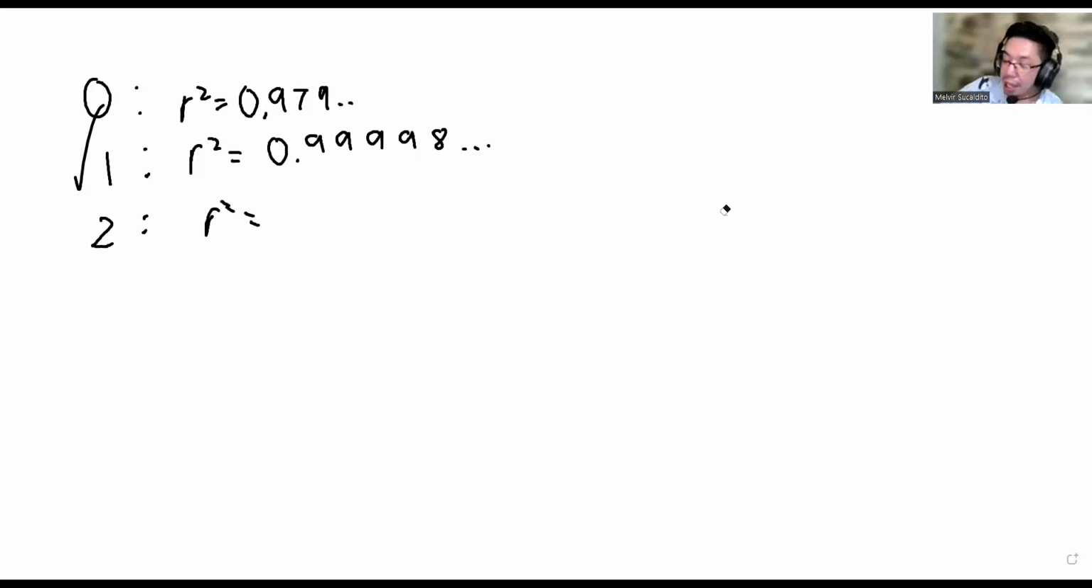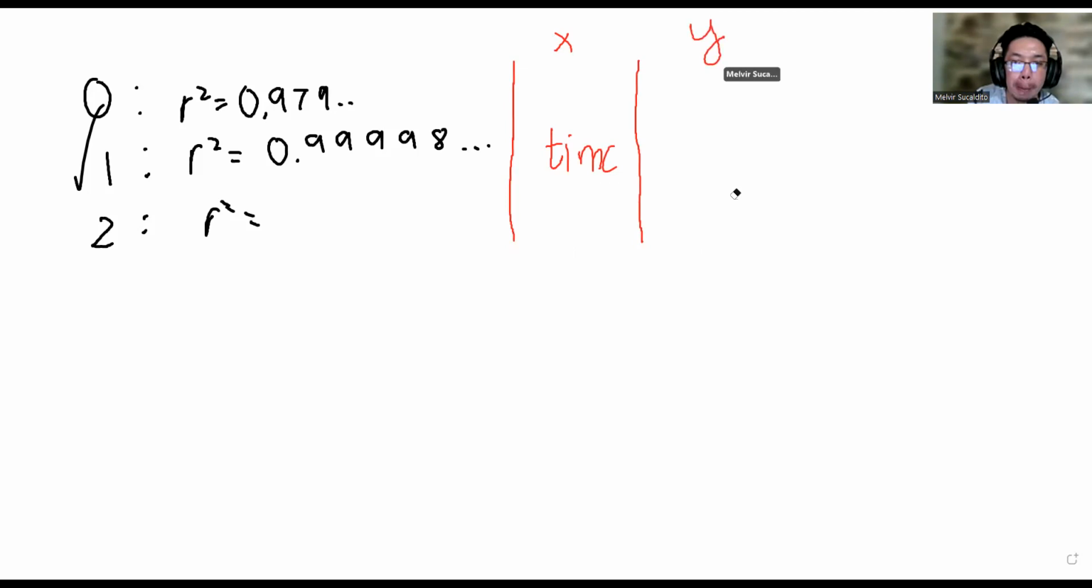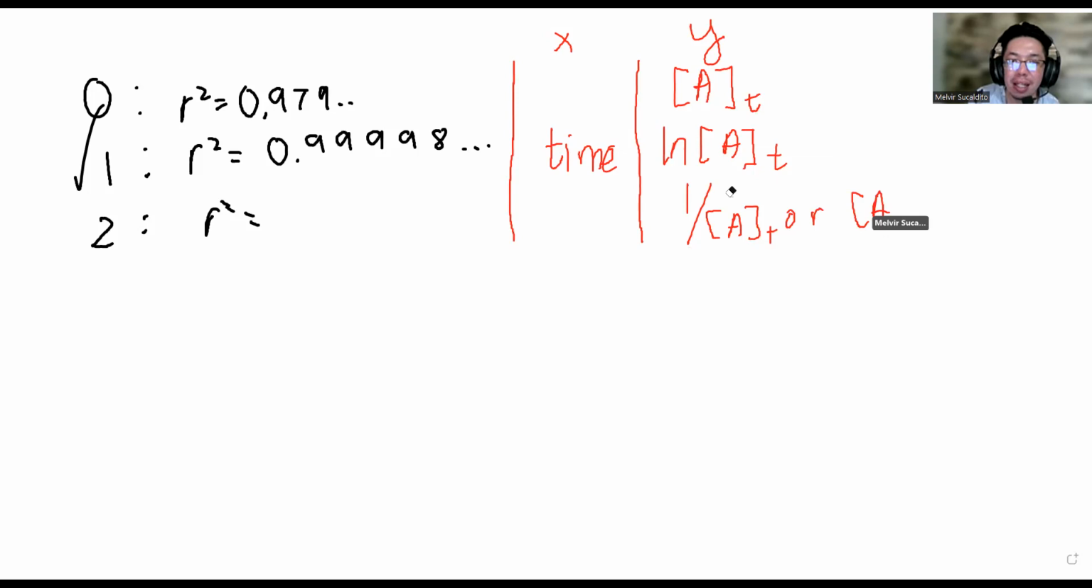So, ayan. As a review din, while you're doing the R squared for second order, what is your x-axis lagi? T. Okay, time. And then what will be your y-axis for zero order? A. Okay. And what is your y-axis for first order? Ln A. Very good. And for the second order? 1 over A, or A raised to negative 1. Very good. Sobrang sanay ka na. That will be your linear regression analysis for the order of reactions.